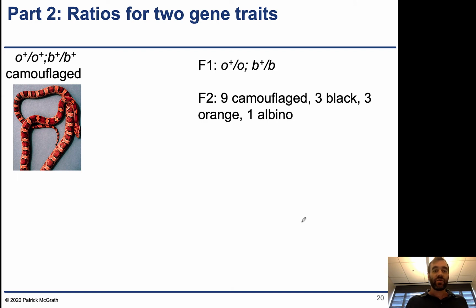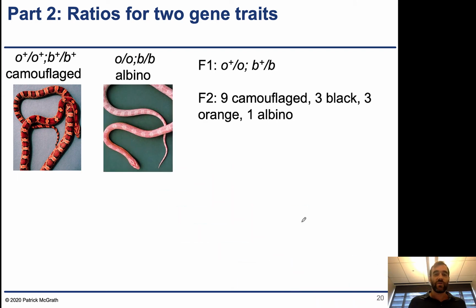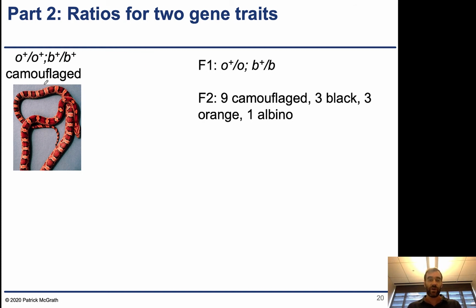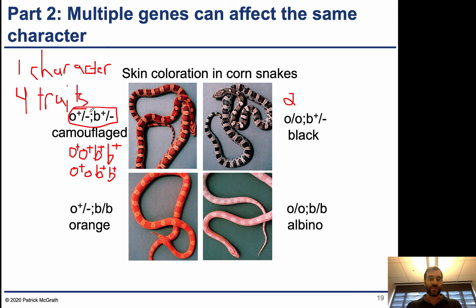So let's say we take an individual that's camouflaged and we cross it to an individual that's albino, and kind of in the style of a dihybrid cross, we further require that both of these individuals be true breeding. So in this case, I have an individual that's homozygous crossed to an individual that's homozygous. Let's look into the F1 generation. The F1 generation would now be heterozygote for both, O plus over O, B plus over B, and this individual would be camouflage color, just as a reminder, because this tells you that it would be camouflage right here. So O plus O, B plus B would fit within that category.